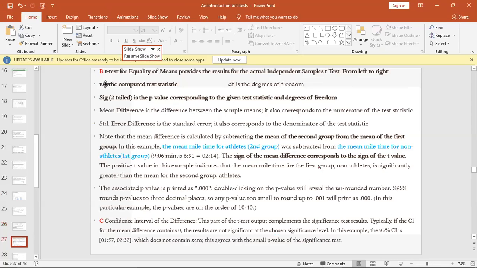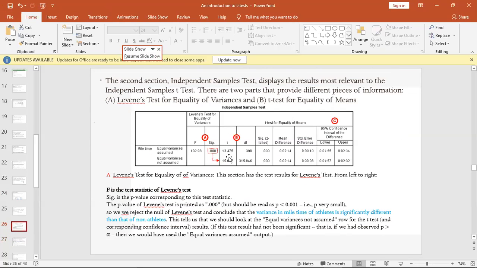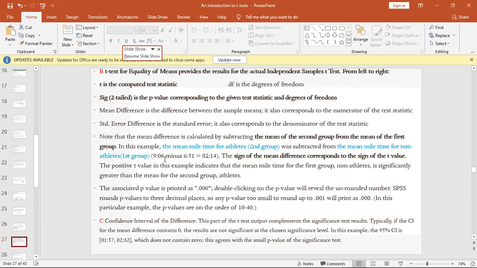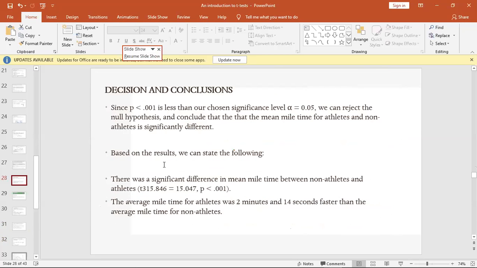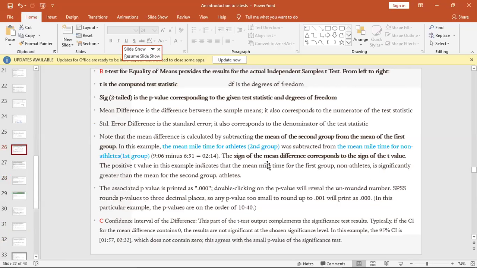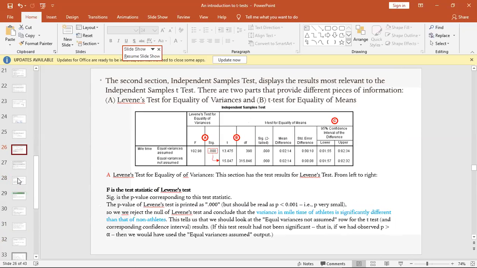Let me interpret this. Here the t-test for equality of means provides results for the actual independent sample t-test. From left to right: this is the t statistic, this is the degrees of freedom, this is the probability value, this is the difference between athlete and non-athlete running time, and this is the confidence interval. That is what this slide explains, and this is the conclusion. Since the probability value is less than 0.01, because here the probability value is less than 0.001, right? So you have to conclude this way.